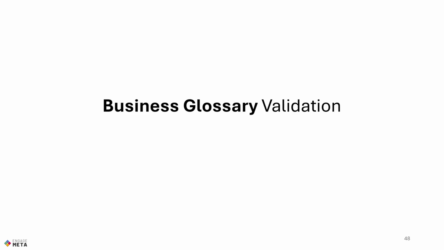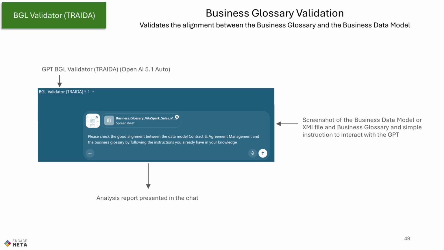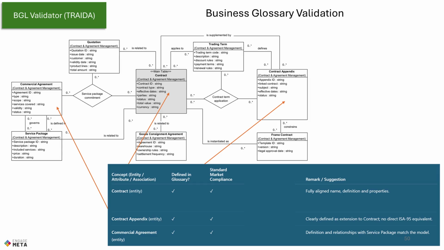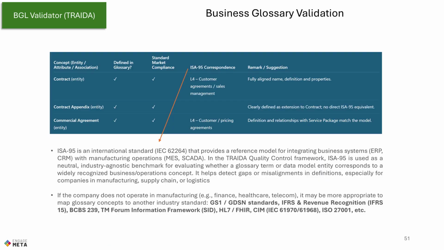Validation ensures semantic consistency. The glossary validator highlights gaps and inconsistencies. It supports semantic governance. This analysis provides detailed feedback. It guides corrections before moving forward. Industry standards are used as neutral references. They improve robustness and interoperability.